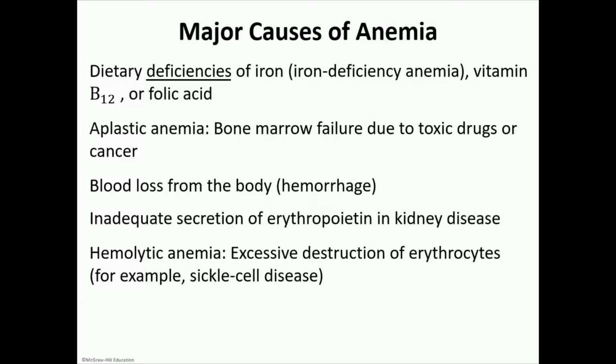So, major causes of anemia. The most common cause is iron deficiency anemia, or maybe deficiency of folic acid or B12, which are the three dietary needs in order to make healthy RBCs. Or aplastic anemia. Aplastic means no formation, so there is a failure of the bone marrow to make RBCs, and that could be due to maybe radiation or toxicity or cancers that have inhibited the bone marrow.